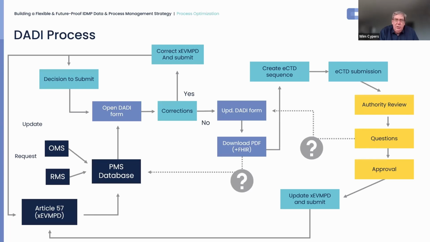But if the data is incorrect, you will still have to do a correction in the Article 57 database through an XEVMPD submission. Then the data in your PMS will be updated, and your DADI process will be updated. So this is also a way of quality checking the PMS data, to make sure that you're in alignment with that.